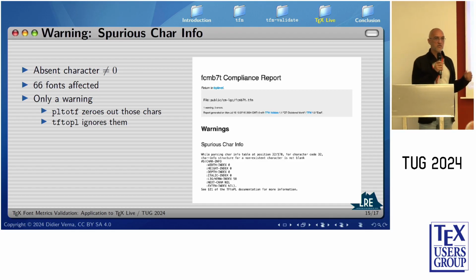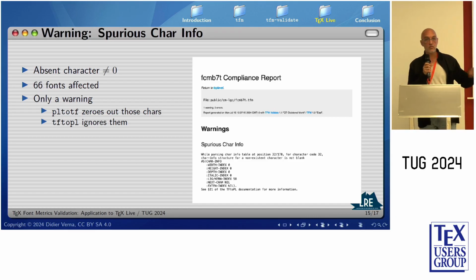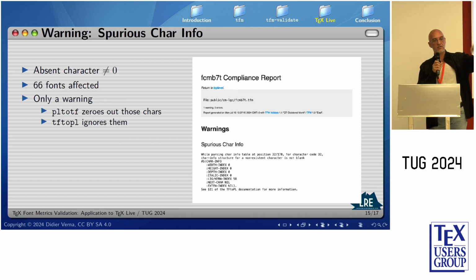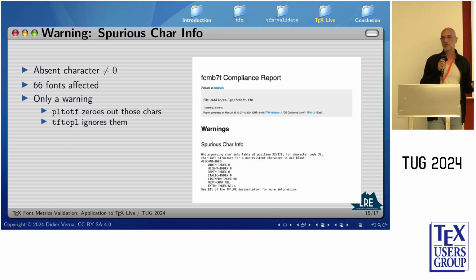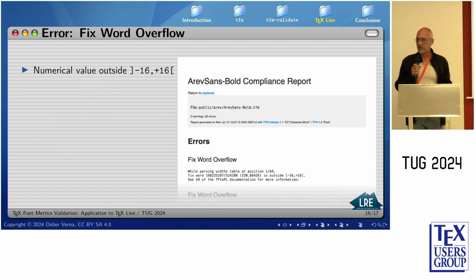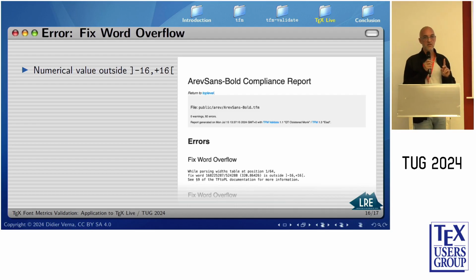Again, this is only a warning, because if you look at TF to PL or PL to TF, PL to TF zeroes out the character in question, and TF to PL just ignores those characters. They are not printed in the output. So regarding the question before, regenerating from TF to PL to PL to TF and vice versa would remove the problem. Okay, so this is then considered not really an issue. The characters are not going to be used, so it can just be a warning. Okay. And finally, there is one serious error, and this is the only one.